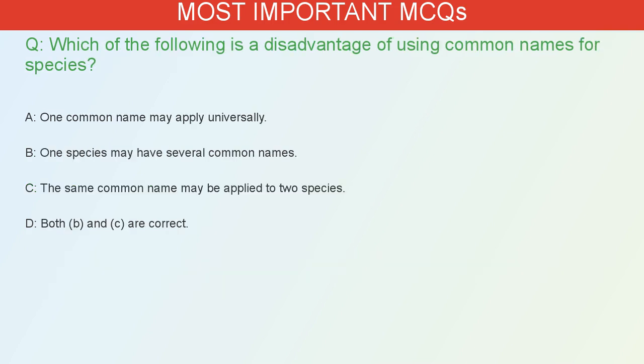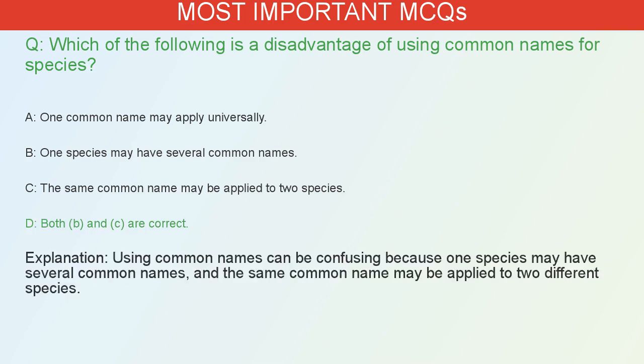Which of the following is a disadvantage of using common names for species? A. One common name may apply universally. B. One species may have several common names. C. The same common name may be applied to two species. D. Both B and C are correct. The correct answer is D. Using common names can be confusing because one species may have several common names, and the same common name may be applied to two different species.